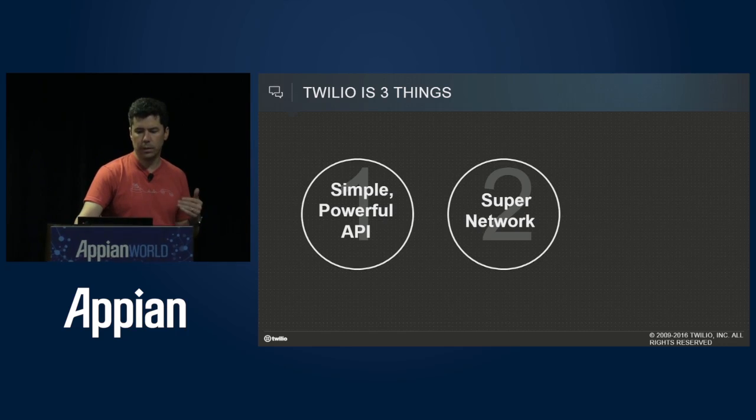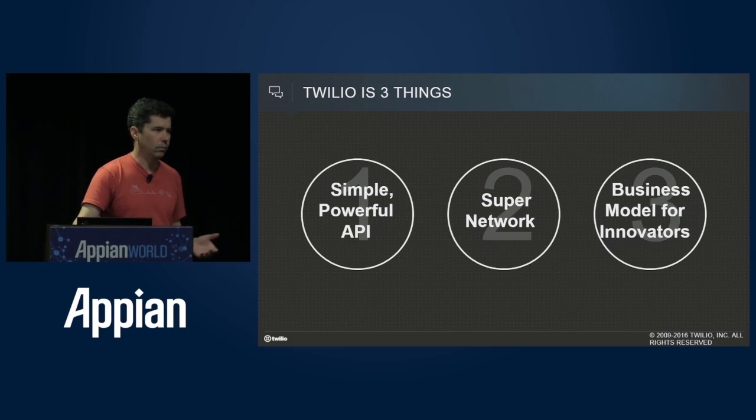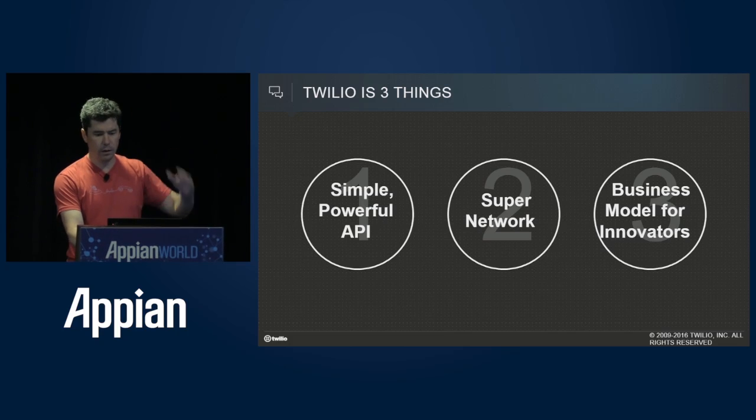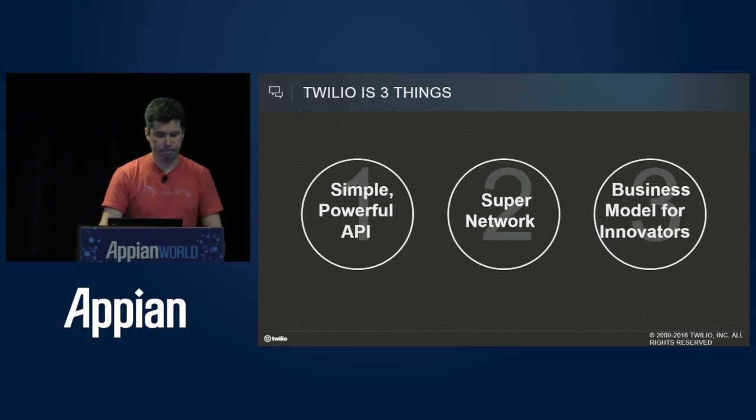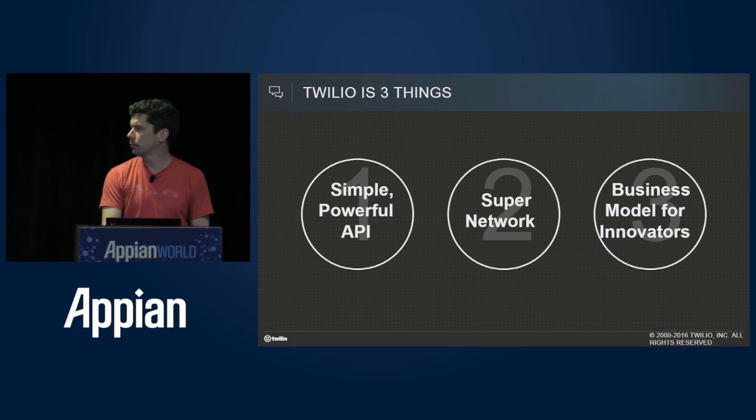But this is a business model for innovators. It's pay as you go. There is no license fee. We don't lock you in. It's just sign up, pay for what you use, and scale. We have 90,000 customers, some big logos on here. Yeah, we work with some of the biggest customers. And that's Twilio. Thanks, Brian.